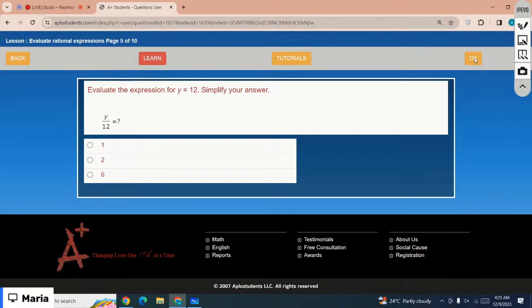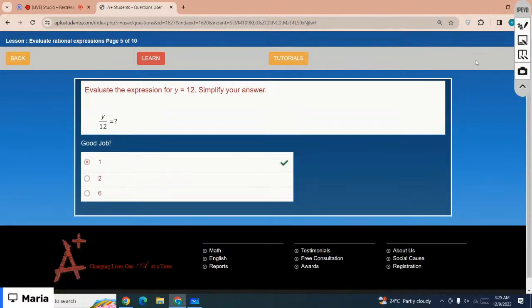Evaluate the expression for y equals 12. Simplify your answer. y divided by 12. So, which is the correct option? Yes, the correct option is 1. Very good.